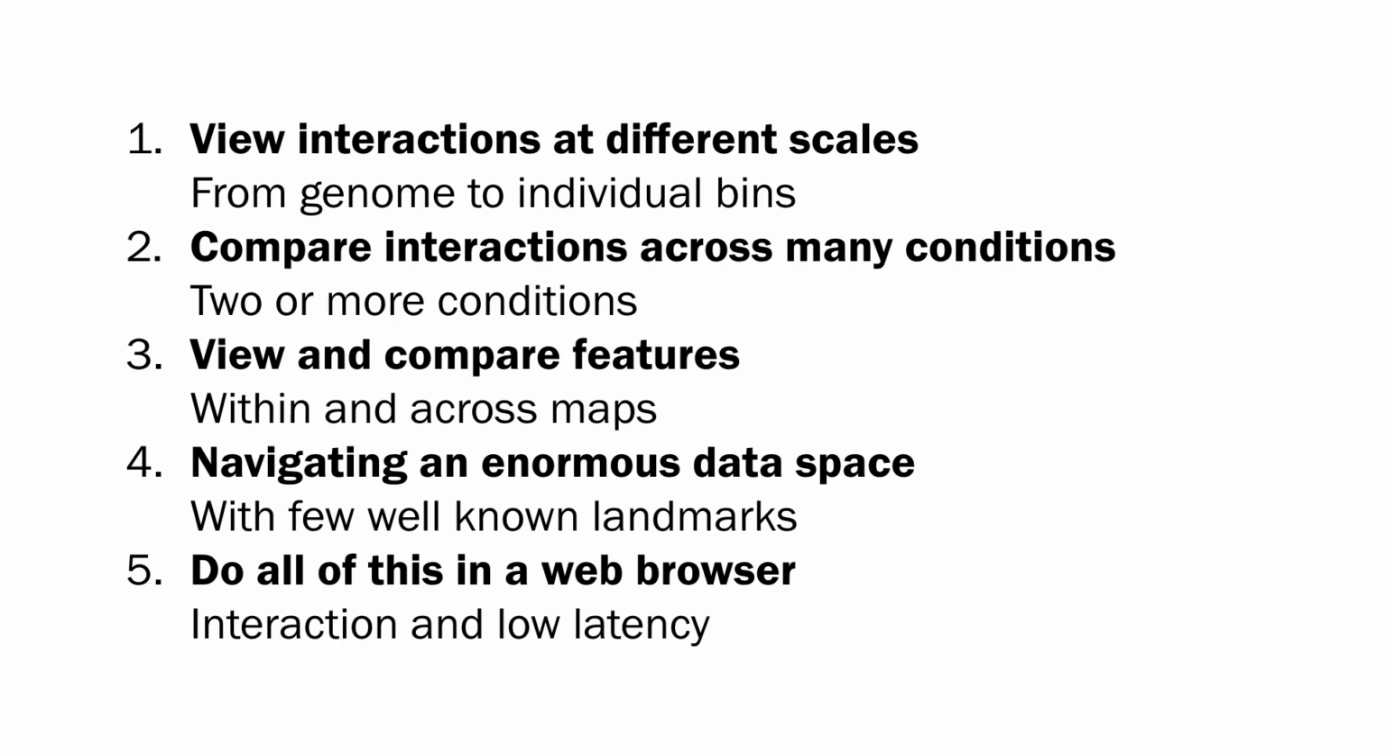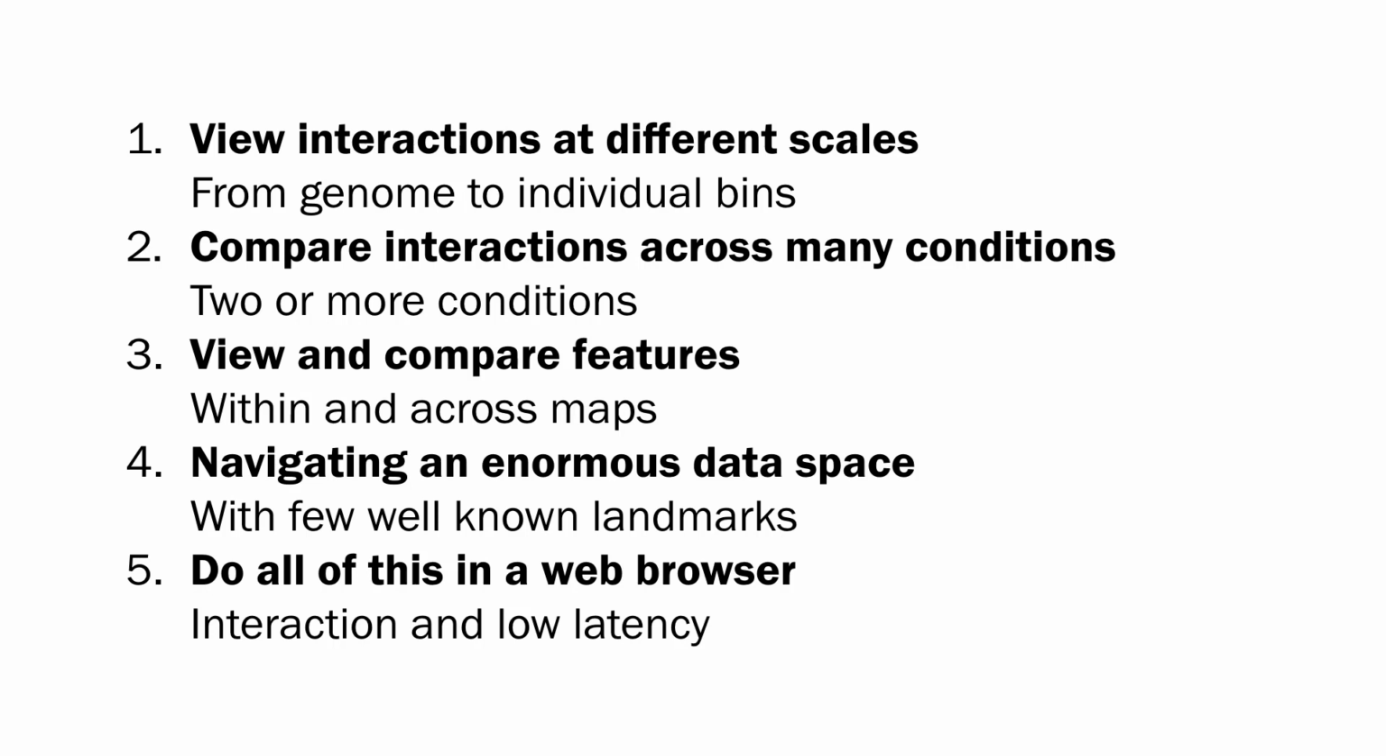We not only want to compare between conditions, but we also might want to compare features. Right? So we might want to compare, in this case, two of these TAD structures to each other. Like, do they look the same, do they look different? Both within a single matrix, but also maybe across multiple matrices. We need a way to navigate this space, right?